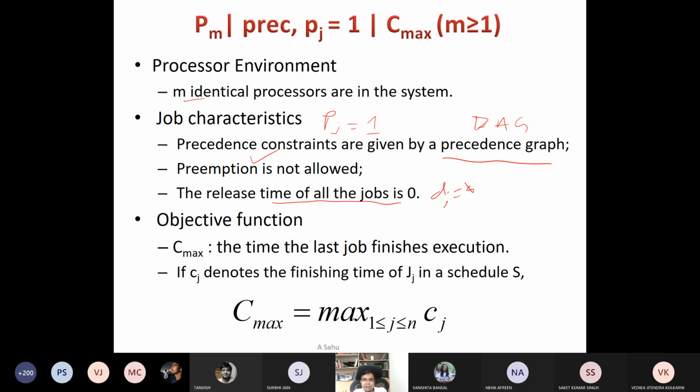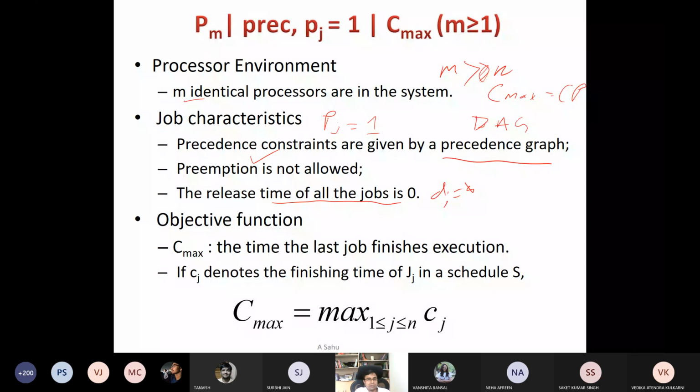Okay, if M is very high, suppose M is much greater than N. So we have enough processors: the number of tasks is N, M is the number of processors, and M is larger than N. Then you can say definitely that Cmax will be the critical path. Critical path means the diameter. Okay, so that is fine.